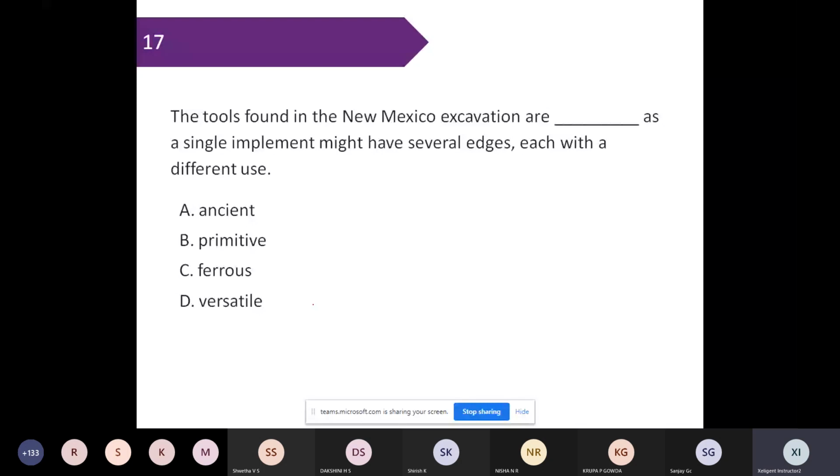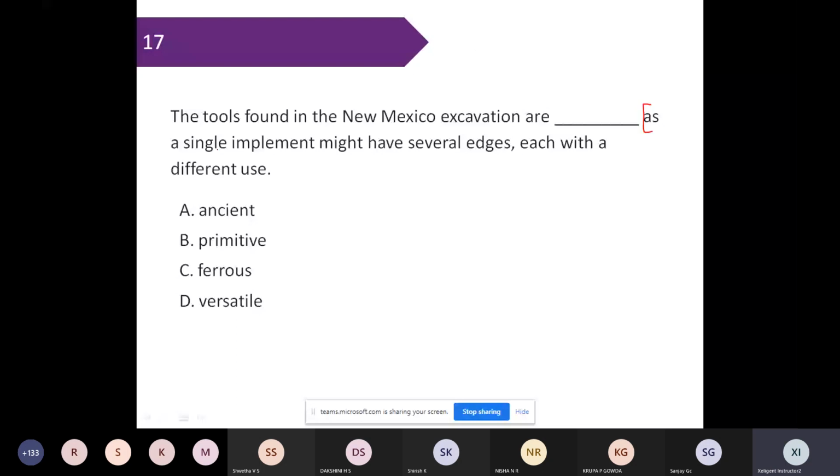Look at the second part. It has several edges, and that can be used for one tool is used for different purposes. Many of you have given option B as the correct answer, and your guess word is also old. So what I'm exactly telling is, if I don't have this phrase, then I could accept your guess word as old.